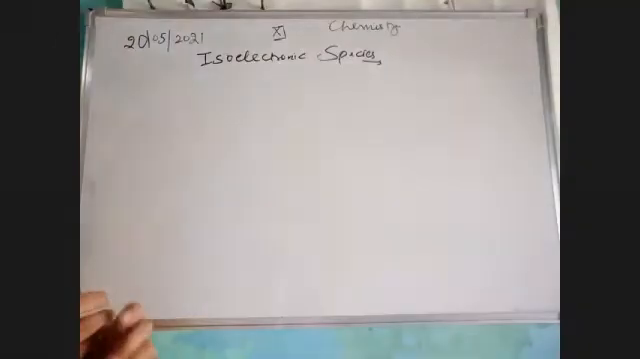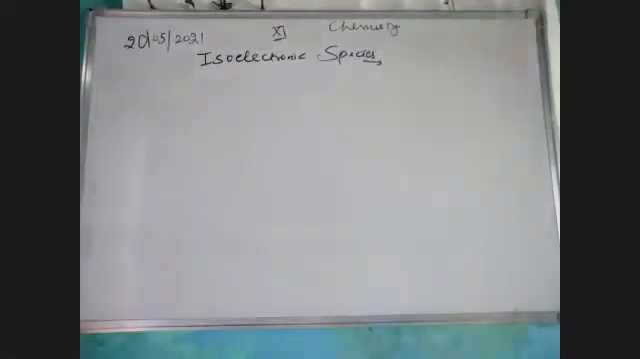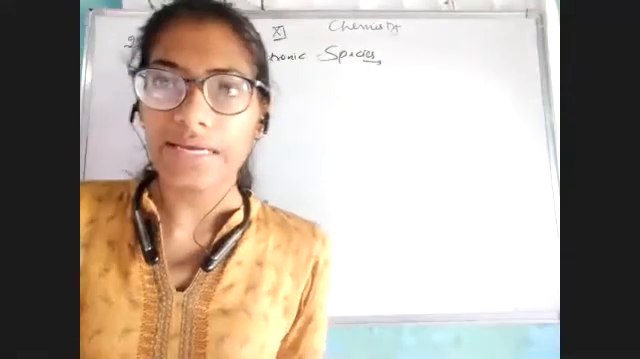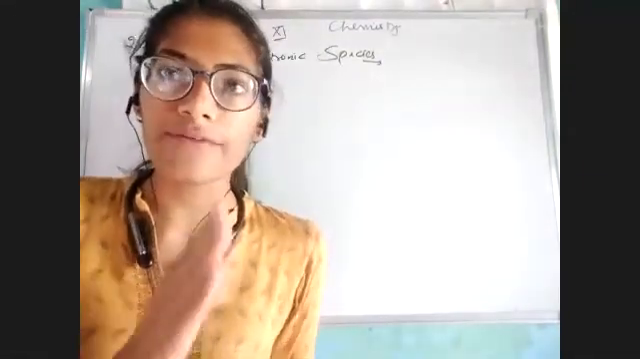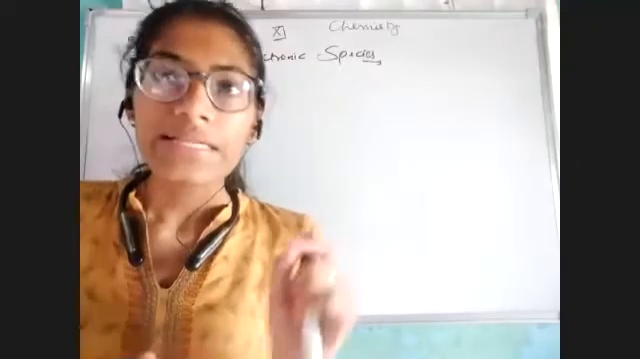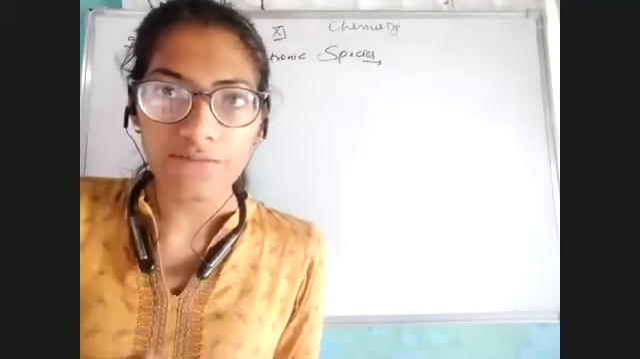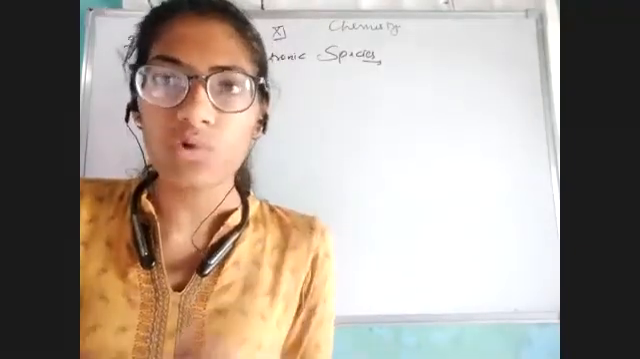Now let's start with today's topic, that is the isoelectronic species. Okay, let's begin with the topic isoelectronic species. See, yesterday I taught you about ionic radii. That means we have studied in that particular series that we have 2 different types of ions, है ना? The cation and the anion. Cation means the atom with positive charge, and anion means atom with the negative charge. This we have already studied.